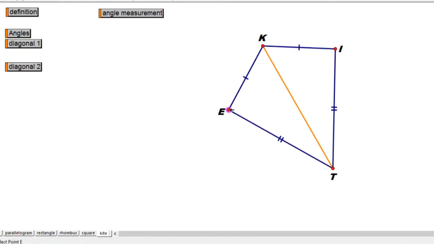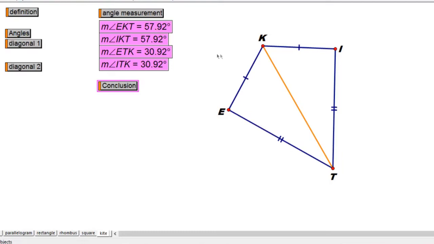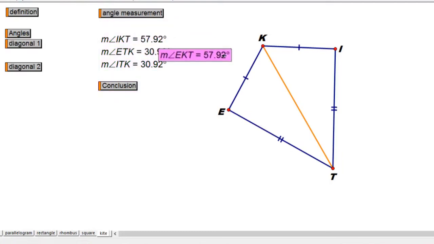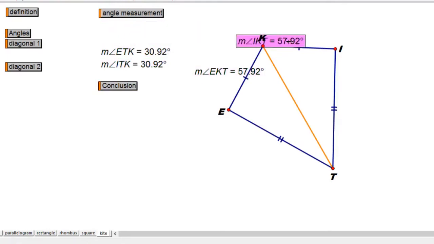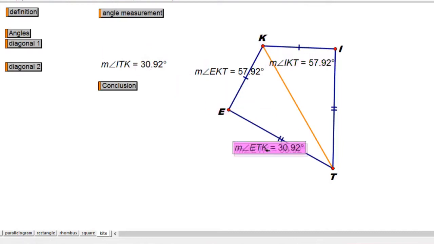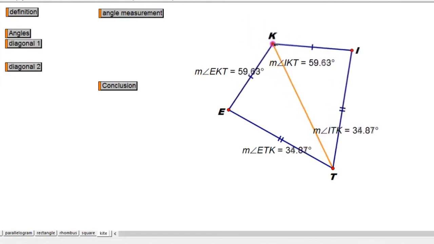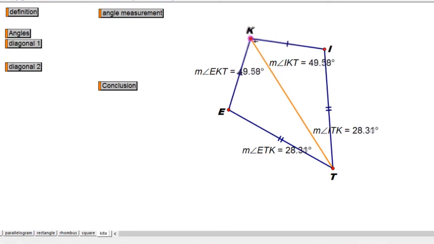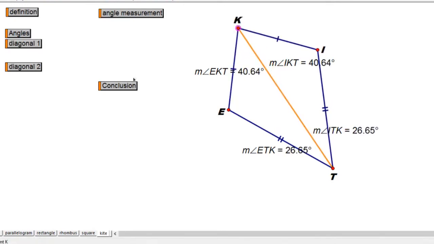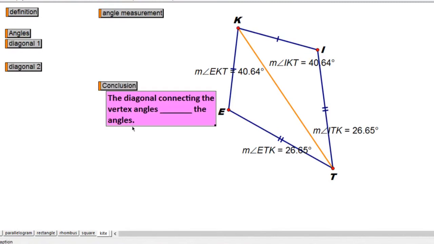Let's get also the angle measurement, so it's much better for you to make a conclusion. Angle EKT and angle IKT, and ETK and angle ITK. Now, after making that observation, what conclusion can we make? Write that down on your notebook.